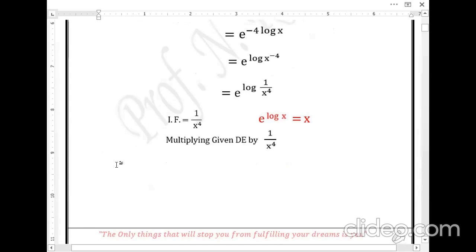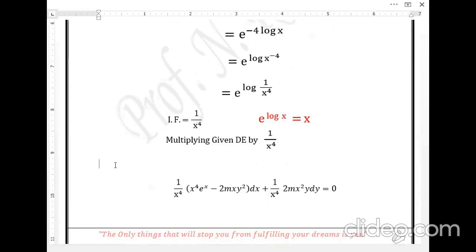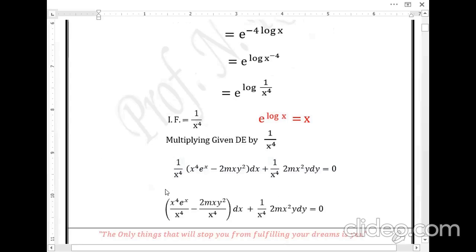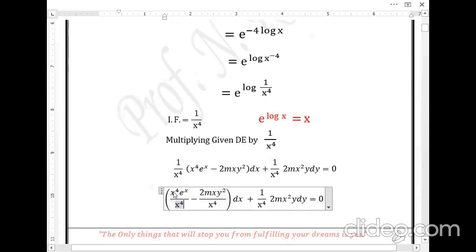Then after multiplying, we get this. We are multiplying the given differential equation by the integrating factor. Then next step, we have to multiply each and every term by 1 upon x raised to 4. We are making the separate calculations. The first term, x raised to 4 e raised to x, gets multiplied by 1 upon x raised to 4. It becomes x raised to 4 e raised to x upon x raised to 4. The 2mx y square gets multiplied by 1 upon x raised to 4 and becomes 2mx y square upon x raised to 4 into dx.